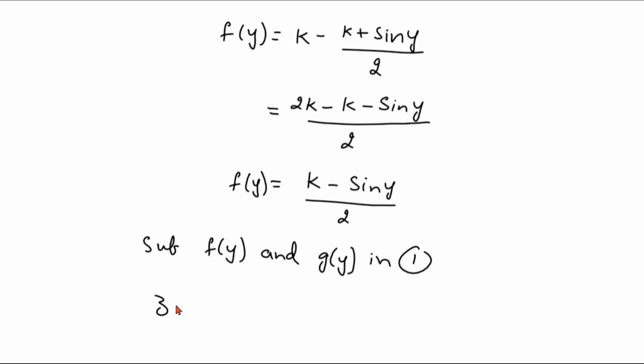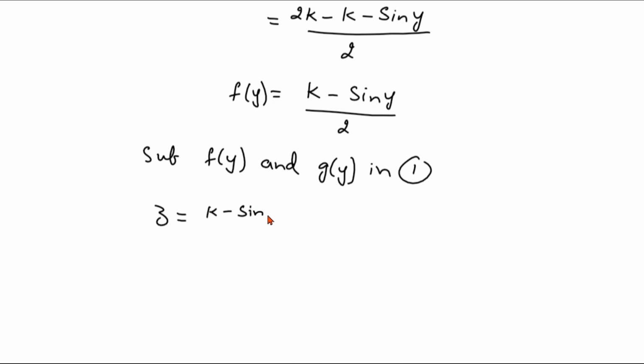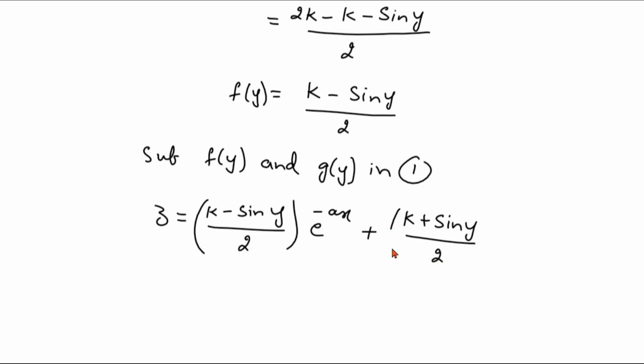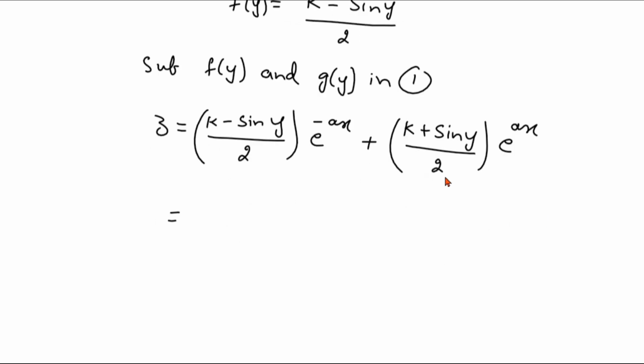So your equation number 1 will be z equals f of y, which is k minus sine of y divided by 2, into e power of minus ax, plus g of y. G of y value is k plus sine of y divided by 2 times e power of ax. Half is common outside, so I can take half common outside. Just divide each of the terms by 2. If I take half common outside, what will be left out here? k e power of minus ax. Taking half common outside, k is multiplied by e power of minus ax. Similarly, this plus k you multiply by e power of ax, so we'll be getting plus k e power of ax.